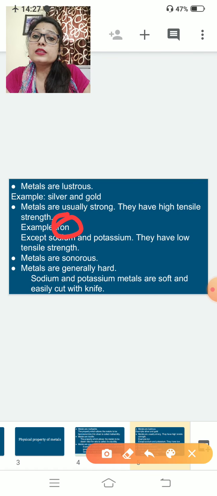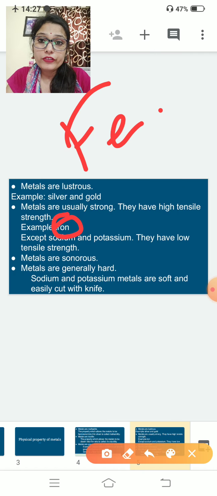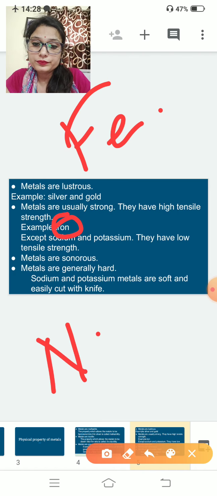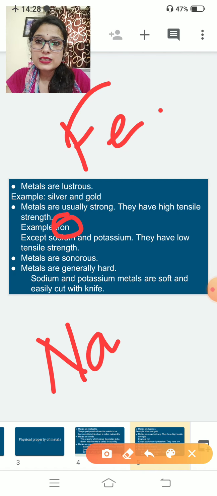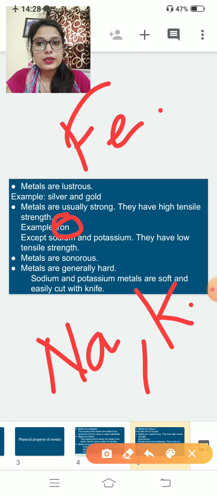Symbol of iron is Fe. Symbol of sodium is Na. Symbol of potassium is capital K. Clear?